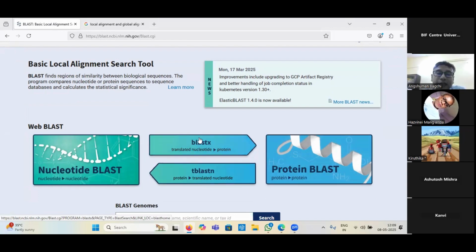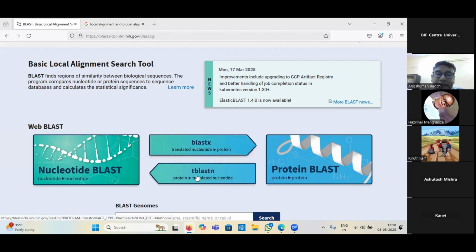And this is a very important one, BLASTX. What it does is, you have the nucleotide sequence, but you don't want to align the nucleotide. You want to know what type of proteins it codes. So it is called translated nucleotide. The nucleotide is translated computationally to generate the protein sequence, and then that protein sequence is used as a query.